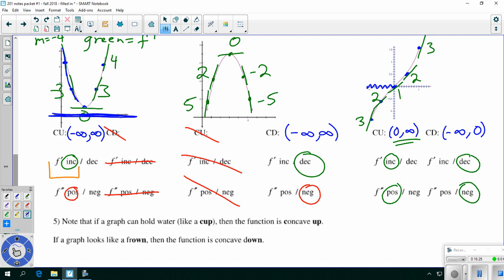If the graph can hold water like a cup, then the function is concave up. So take a look at this graph right here at the top left. That sure looks like a cup. It could hold water. If you had water coming in here, it would just stay right in there. And so that graph is concave up the entire time. So cup, concave up.